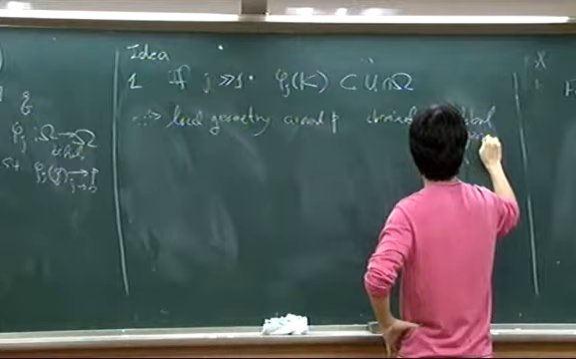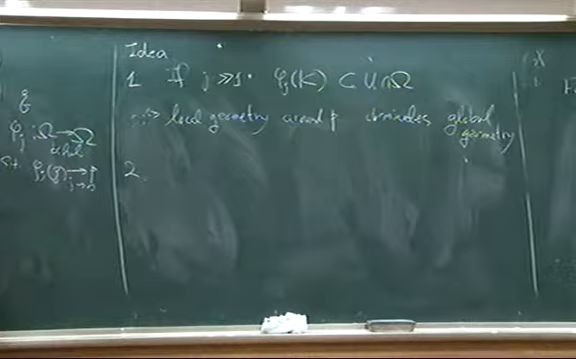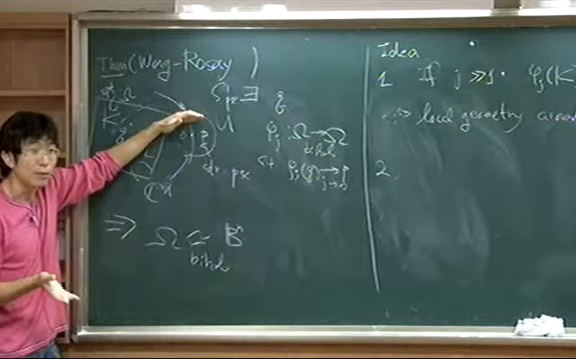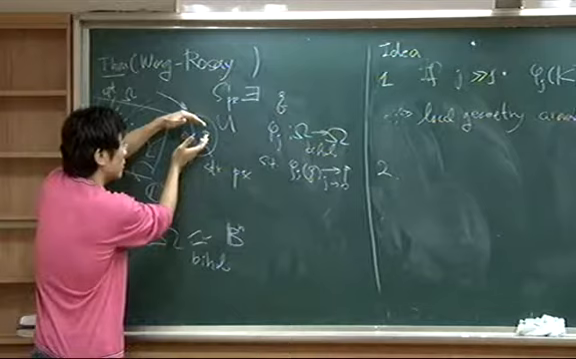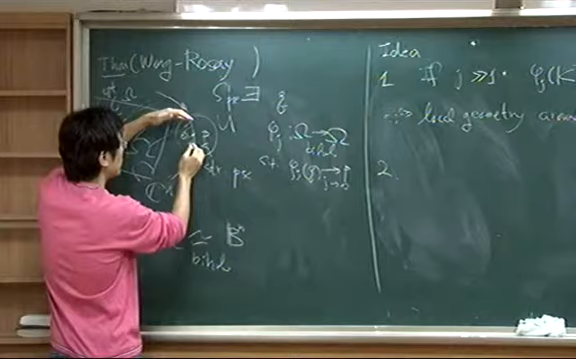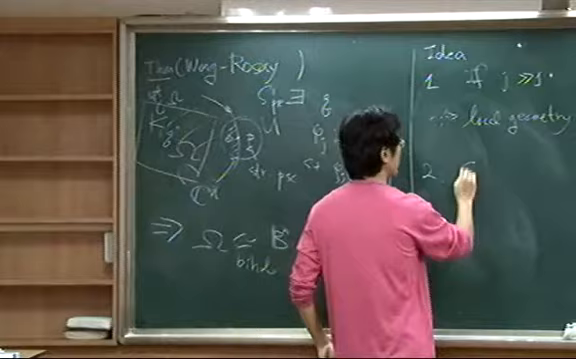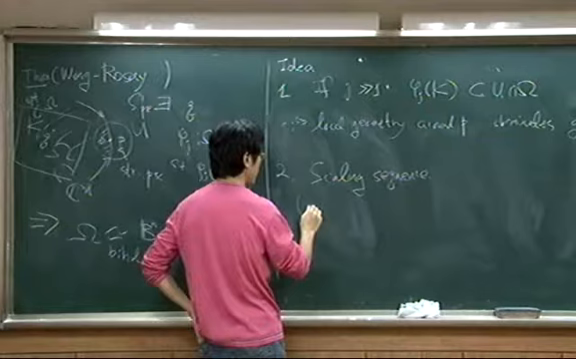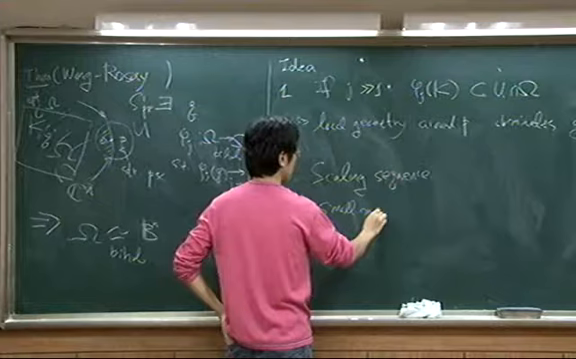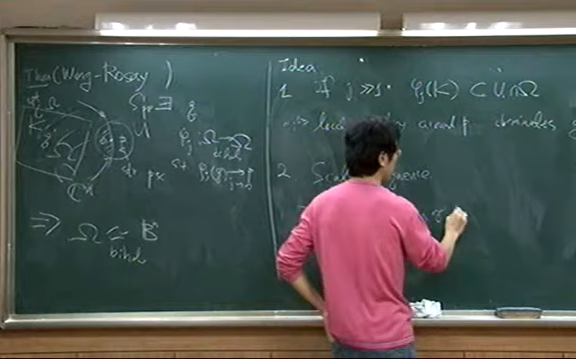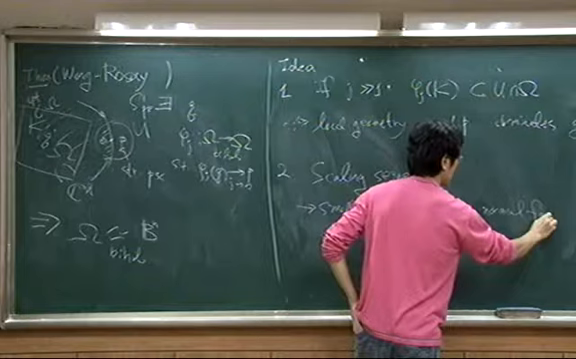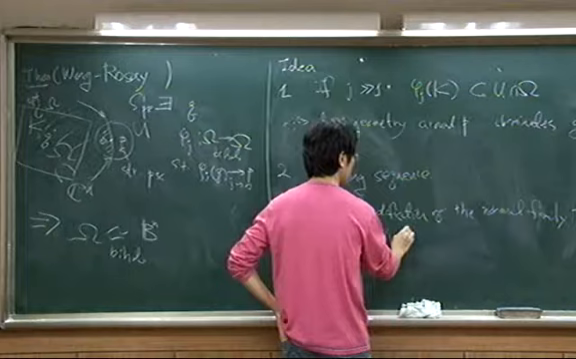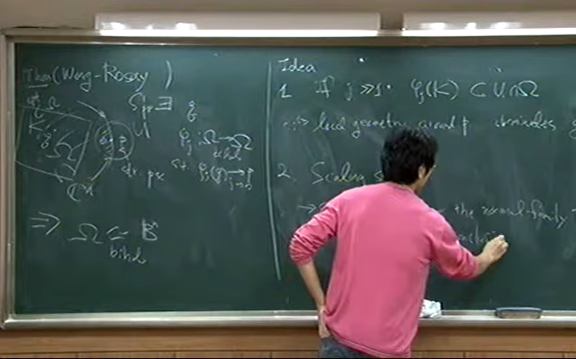And next, because this small part almost looks like a part of a ball, we consider a scaling linear map from the small neighborhood to the large part of C^n. Consider a scaling sequence. Then, by the normal family theorem, by a small modification of the normal family theorem, yields a conclusion. This is a very rough idea of the proof of the Rosay-Wong theorem.